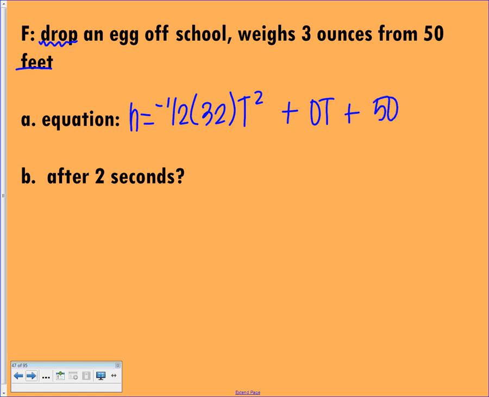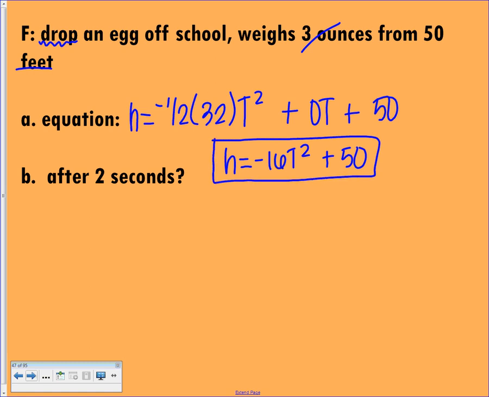So read carefully. We didn't care that the egg only weighed 3 ounces. In this equation, we do not care. So I'll simplify. -1/2 of 32 is -16, t squared, I don't need that 0t, so plus 50. Now that I have my equation, I can answer the question, how high is it after 2 seconds? Just plug in 2 for t, and you should get about -14.